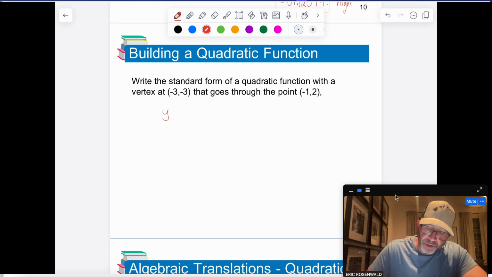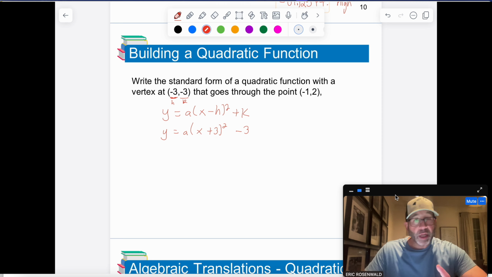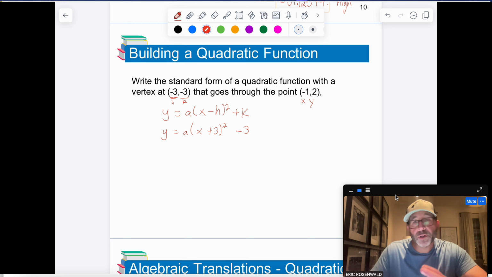So if I start with my function y is equal to a times x minus h squared plus k, and we look at the values that are given to me, this is my h, this is my k. We have y is equal to a times x plus 3 squared, and then minus 3. Now we're given two other values in this problem. We're given an x and a y. Those values will go in for my x and y, and we're going to have a 2 equals a times -1 plus 3 squared minus 3.